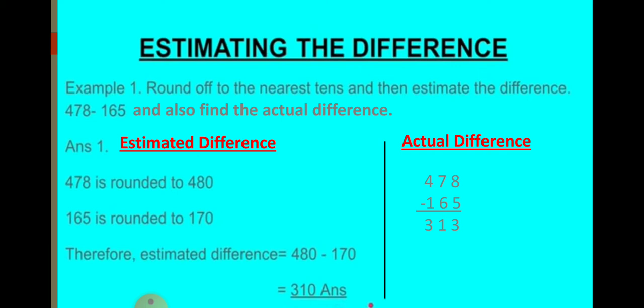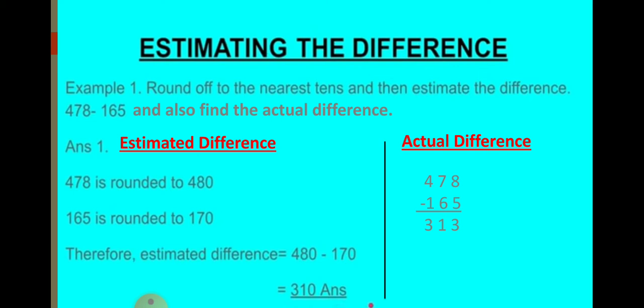8 is bigger than 5. So now we will add 1 to 7. 7 plus 1 gives us 8. Now the digit on the right side of 7 will become 0, and the digit on the left side of 7 will remain as it is, that is 4.